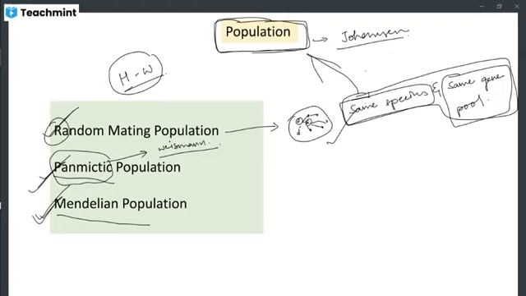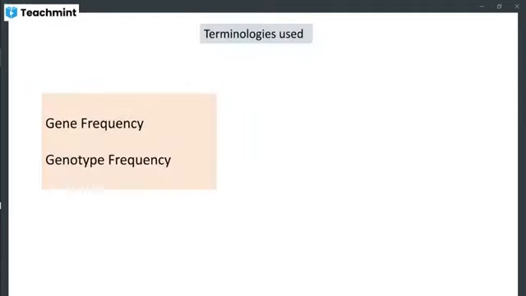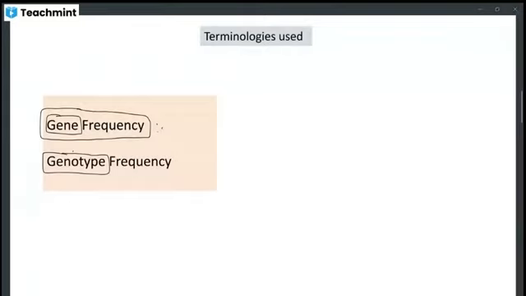We'll enter into the different terminologies used in the Hardy-Weinberg law. There are two terminologies. One is gene frequency and the second is genotype frequency. Can anyone say what you mean by gene frequency in simple language? What do you mean by gene frequency?